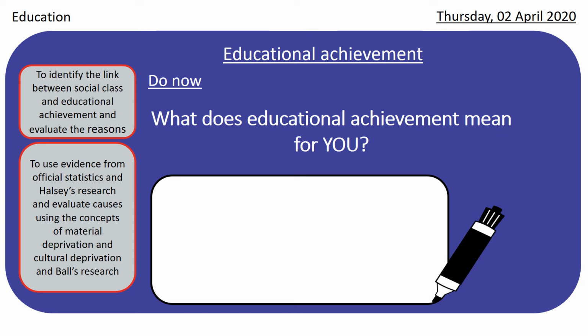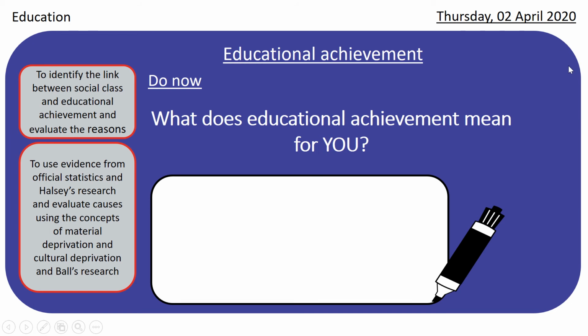This lesson focuses on educational achievement and the link between social class and educational achievement, and we'll understand that link and evaluate some of the reasons. Before we move on to that though, this phrase, educational achievement, what does it mean for you? Pause the video and have some ideas.